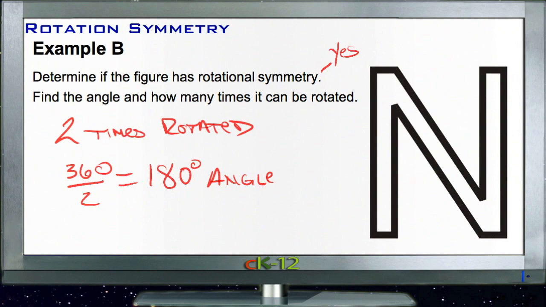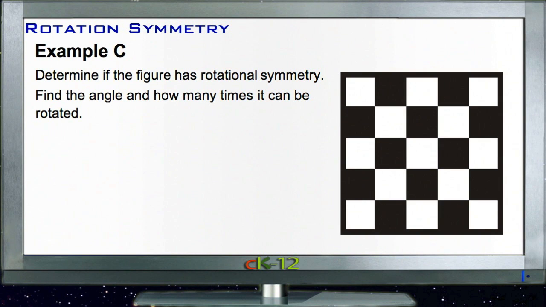Okay? And then finally, example C. Example C gives us a checkerboard and has the same question. So first of all, does it have rotational symmetry? Well, if we rotate the checkerboard, in fact, let's do what we did before. Let's number our sides here. 1, 2, 3, 4. Good.